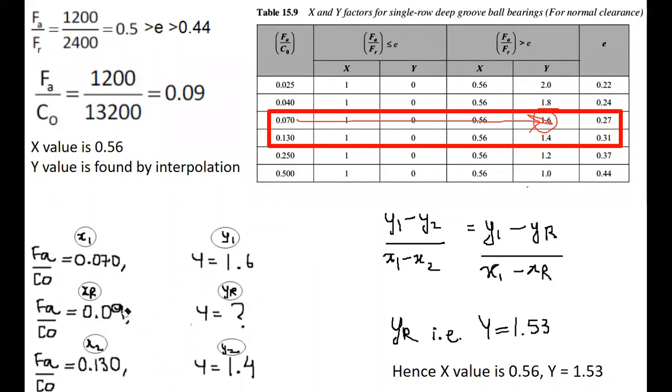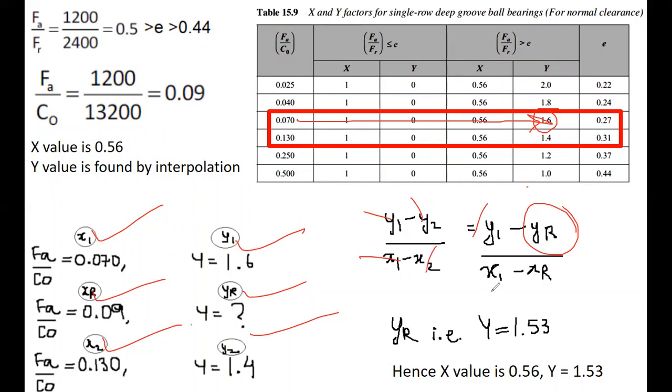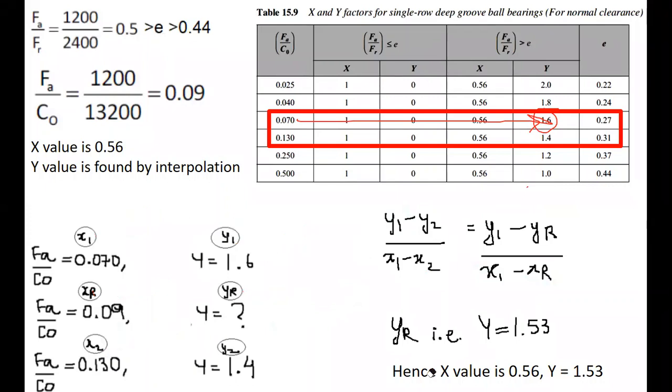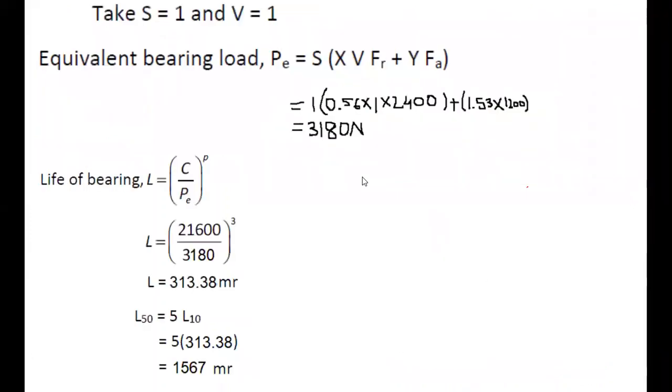Now, we will simply name these: this is X1, this is Y1, this is XR, this is YR, this is X2, this is Y2. YR is unknown, and if you put all the values of Y1, Y2, X1, X2 and XR in this formula, you will get the value of YR, or say the value of this Y, which is 1.53. So X is 0.56, Y is 1.53. That we understood. Now let's go to completion of the numerical.